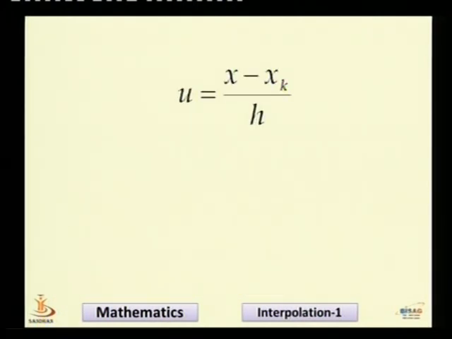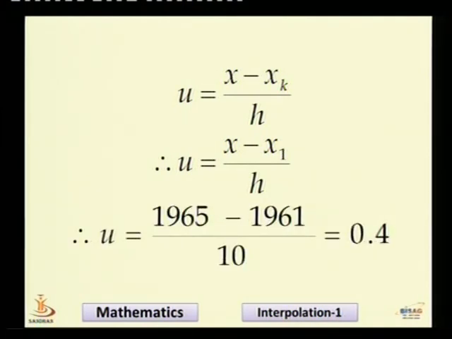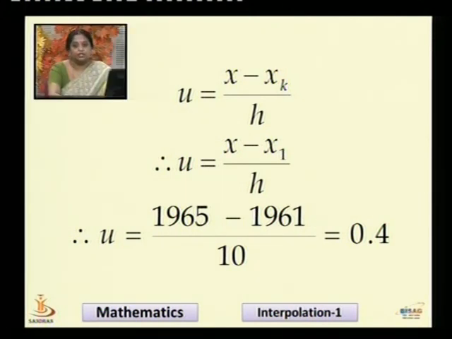Let us first compute the value of u, which is defined by x minus xk upon h, where h is the interval size. Since k is equal to 1, u takes the form x minus x1 upon h. Therefore, u is equal to 1965, which is the point at which we are supposed to find out the population, minus 1961, which is the value of x1.